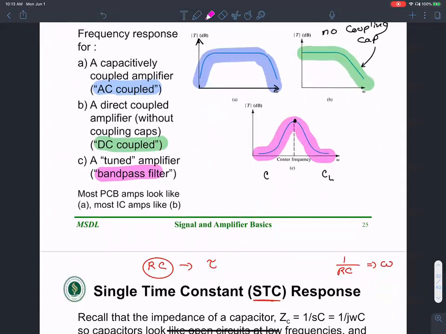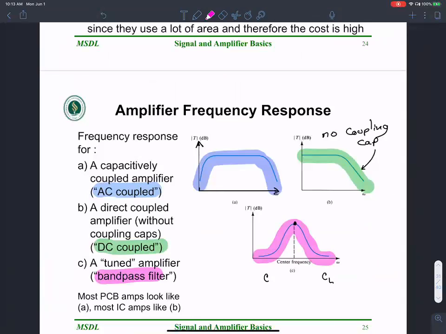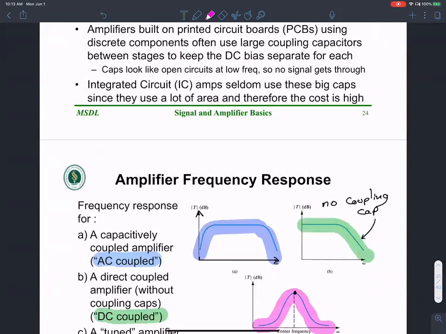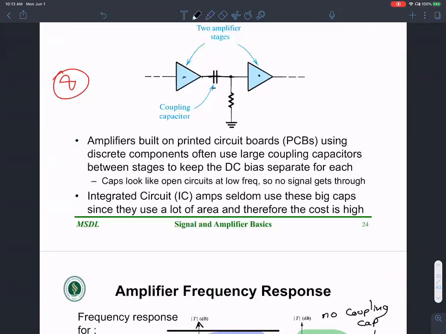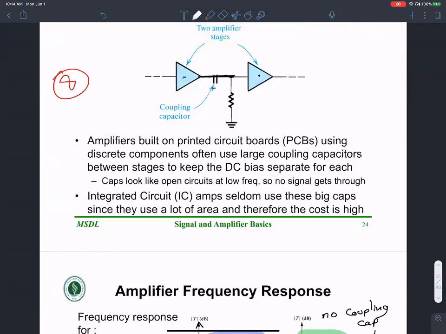Like in DC coupling, do we remove the AC component of the signal? No, we couple both the AC and the DC component. We remove the capacitor. This capacitance is not there. There is a direct coupling. So the AC component is also connected to the second stage.